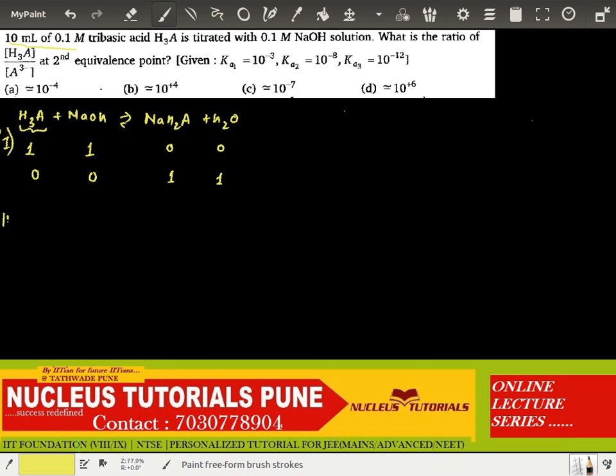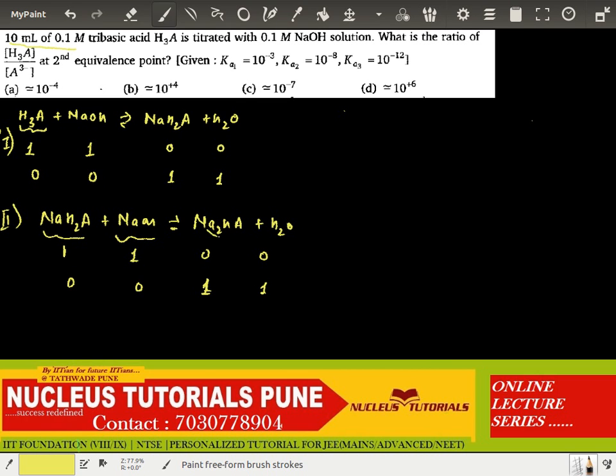Now what happens at the second equivalence point? This salt NaH2A again reacts with additional NaOH to give us the second salt, which is Na2HA plus H2O. How much of this was there? This was 1. So how much of this is required? This would also be 1. So at the second equivalence point, we will have 1 millimole of Na2HA.